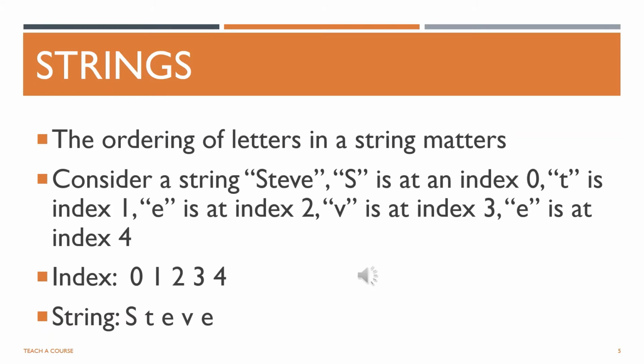For example, if we have the word Steve, the ordering of letters in the string matters. Consider a string Steve. S is at index 0, T is at index 1, E is at index 2, V is at index 3, and E is at index 4.